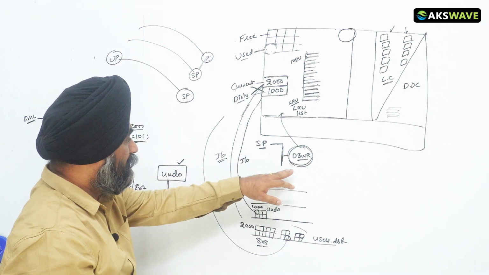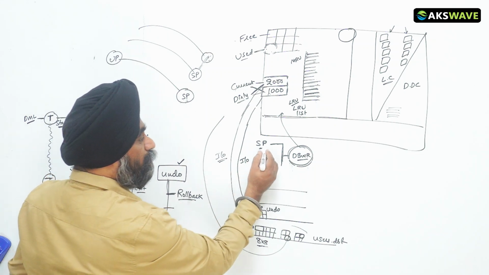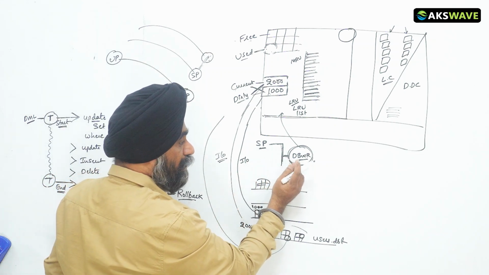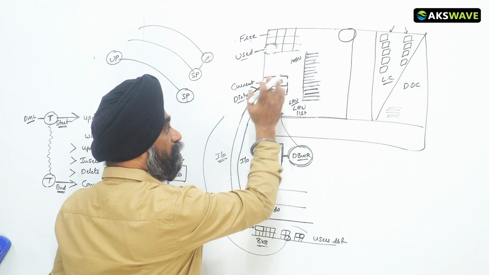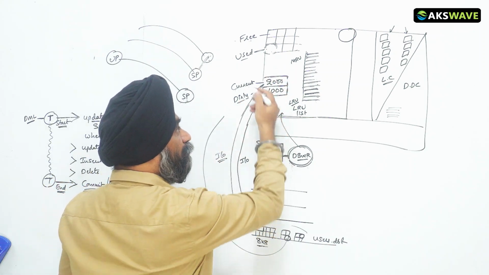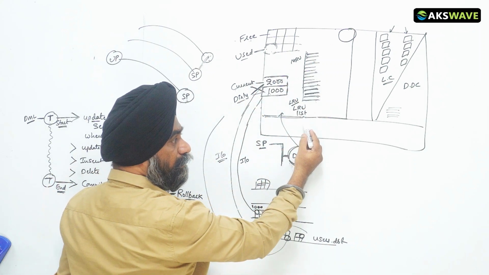Right. So we understood the DB writer job. Now the server process is the one who is invoking it. Whenever invoked, its job is to take dirty buffers and flush them out. But how will it find what the dirty buffers are?